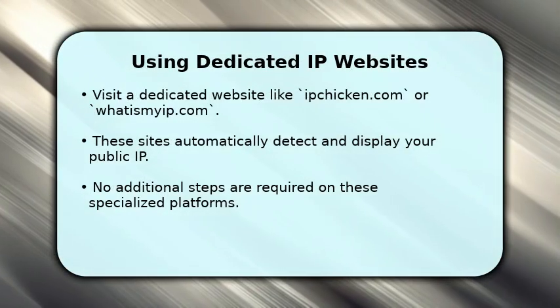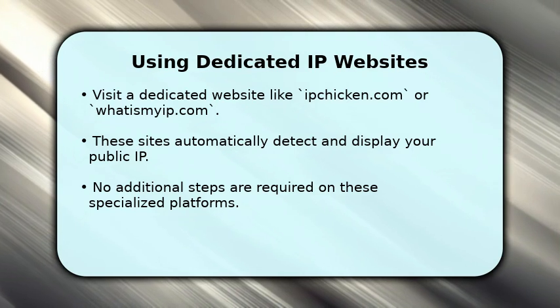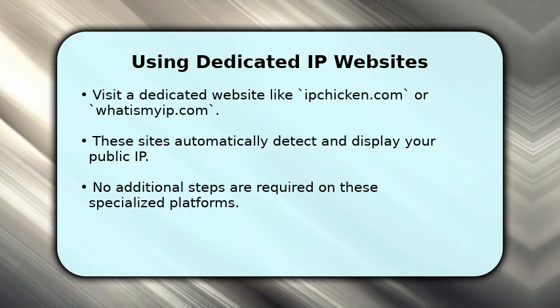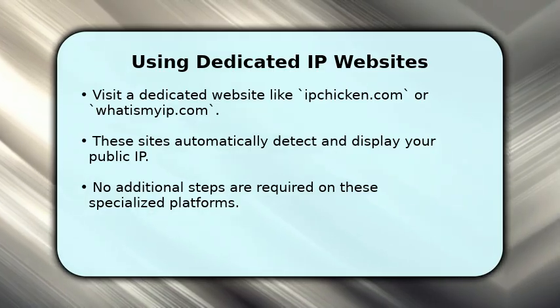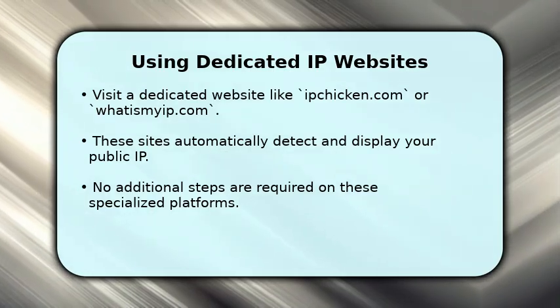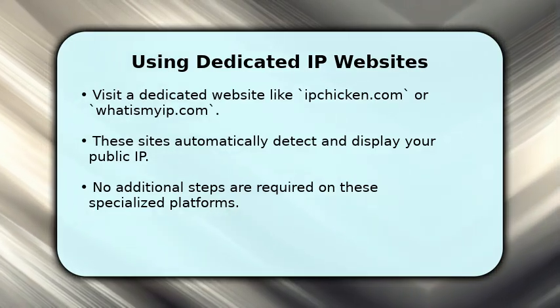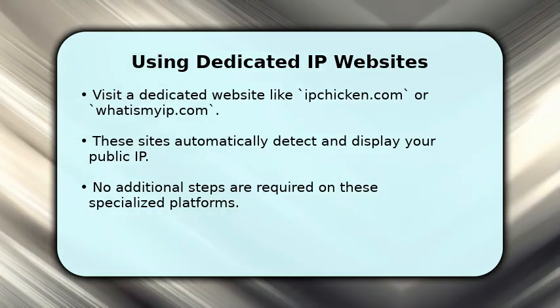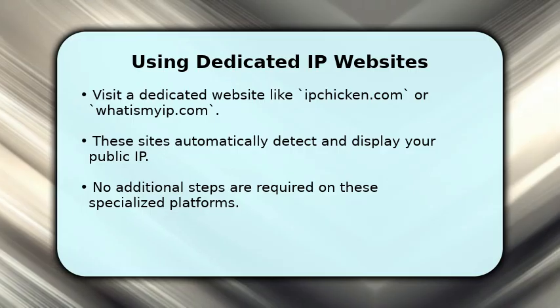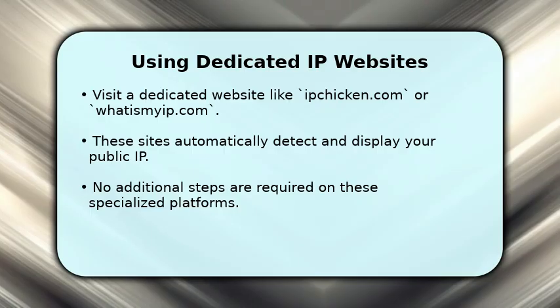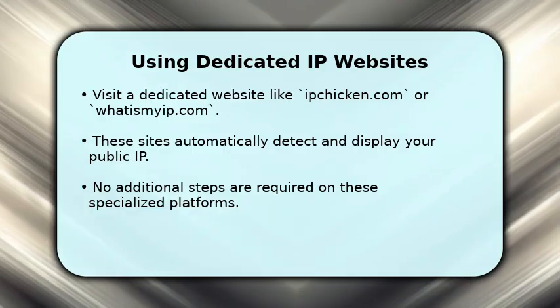Another straightforward way is to use a dedicated website designed for this purpose. Open your browser and navigate to a site such as .com or .com. These websites are built to automatically detect and display your public IP address as soon as you load the page. It's a reliable method that provides the information instantly, often with additional details about your network location.